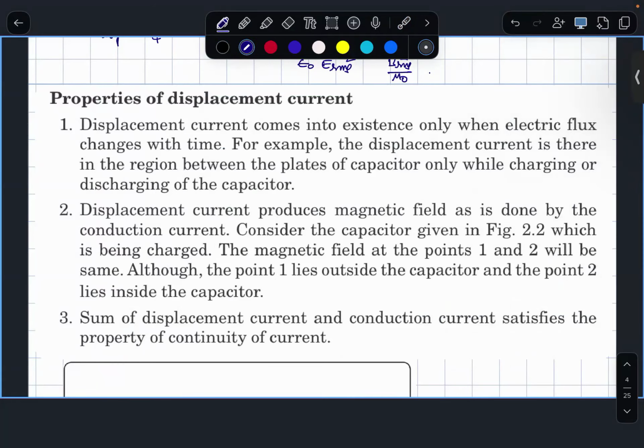displacement current. Just want to conclude once more the related theory. Displacement current, physically nothing flows. Only a varying electric field. Displacement current comes into existence only when the electric flux changes with time. Displacement current produces a magnetic field, the same as a normal current carrying conductor.